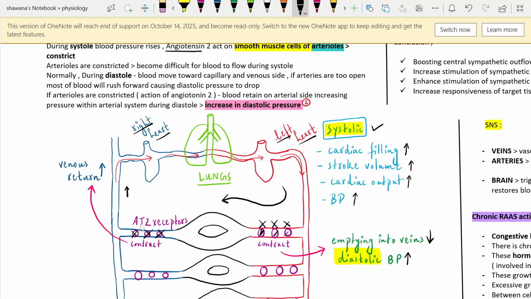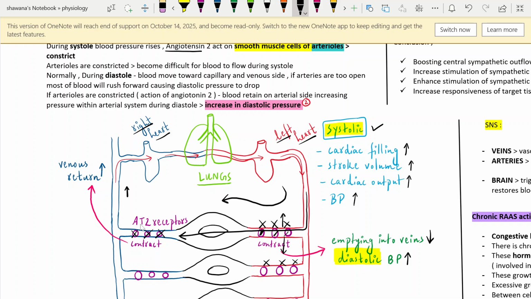If arterioles are too open, it means that most of the blood will rush forward, causing the diastolic pressure to drop. When arterioles are dilated, in case of low blood pressure, the blood will move from the arterial side towards the venous side. It means that the diastolic pressure will automatically drop. But if we cause the arterioles to constrict on the effect of angiotensin 2, we have constricted the arterioles. When arterioles are constricted, what do you mean?